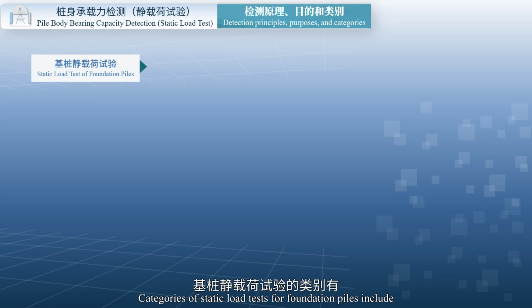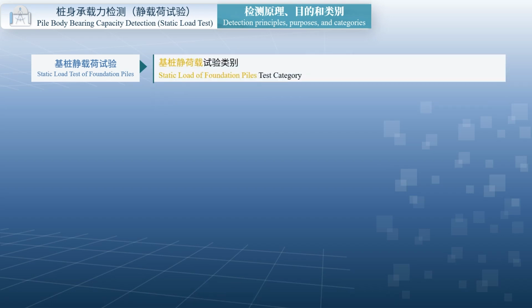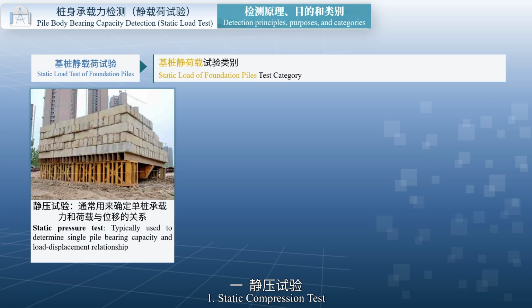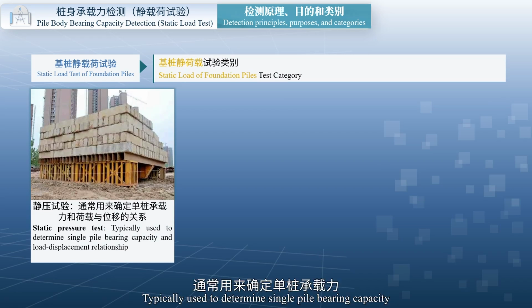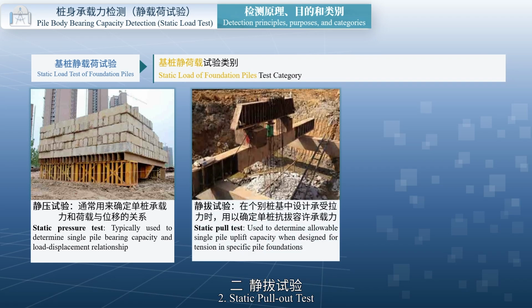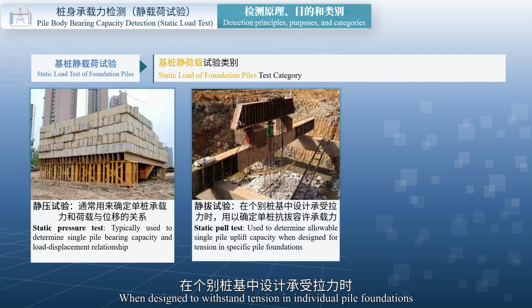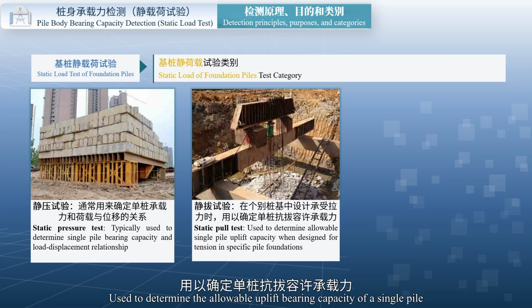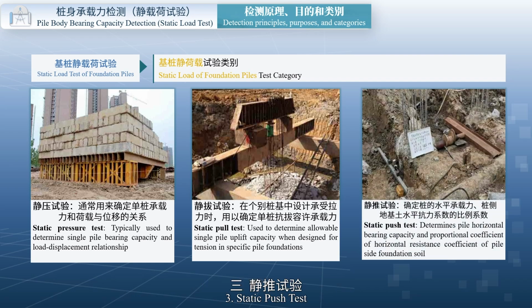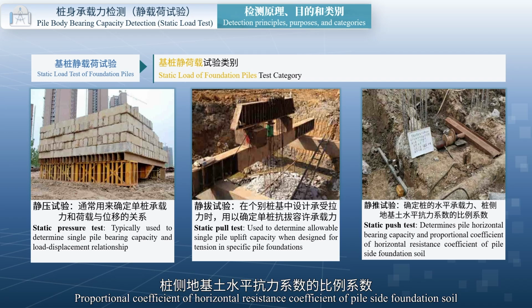Categories of static load tests for foundation piles include: first, static compression test, typically used to determine single pile bearing capacity and the load displacement relationship. Second, static pull-out test, used when individual pile foundations are designed to withstand tension, to determine the allowable uplift bearing capacity of a single pile. Third, static push test, to determine the horizontal bearing capacity of the pile and the proportional coefficient of horizontal resistance coefficient of pile side foundation soil.